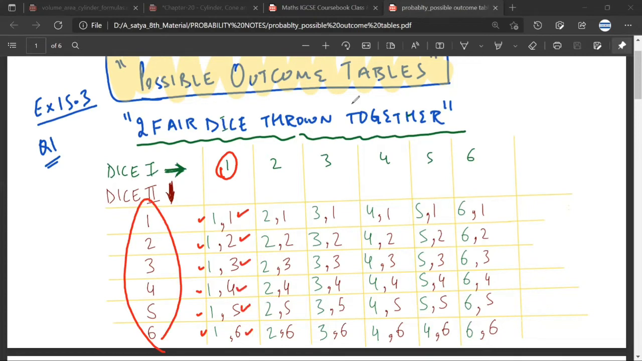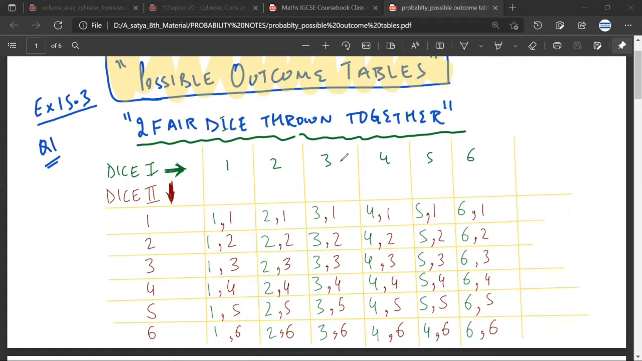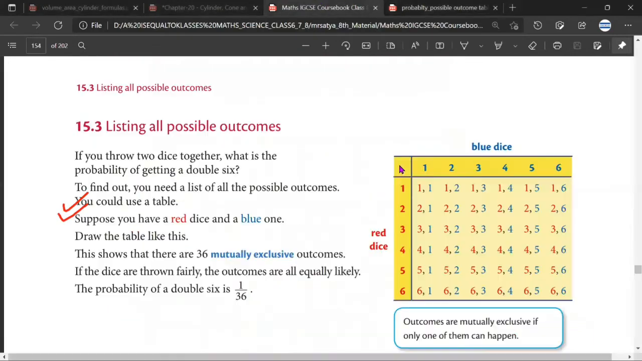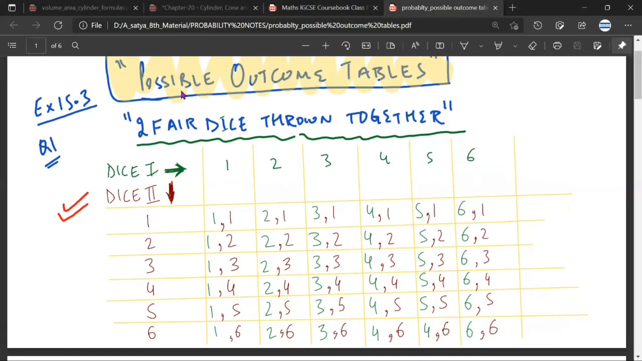Yes, sir. But the result will remain the same. It doesn't matter. Have you understood? Yes, sir. You can compare this table with the one which is mentioned in your book, and you will understand what I am trying to say. But the result would remain the same. Satya, any doubt? No doubt.